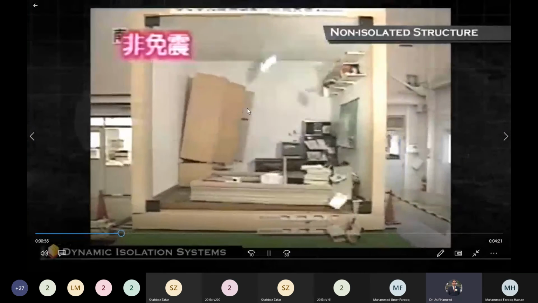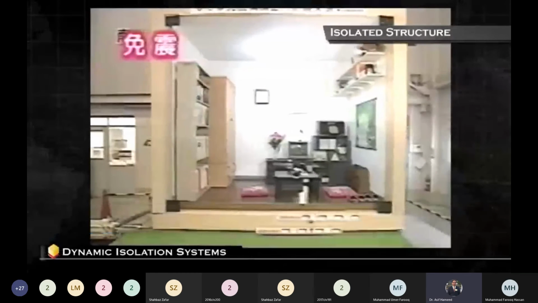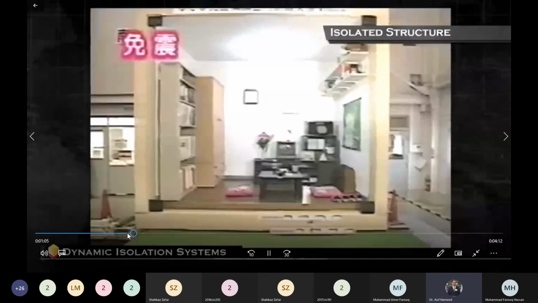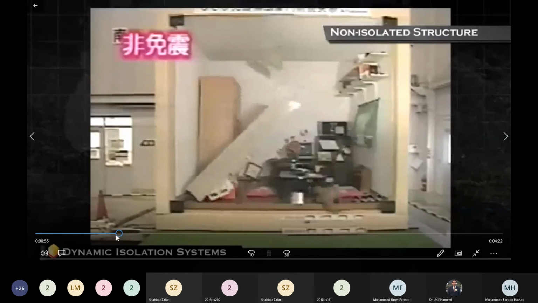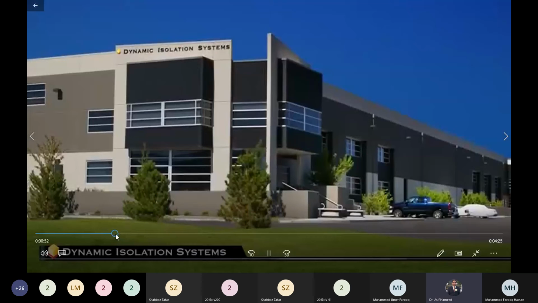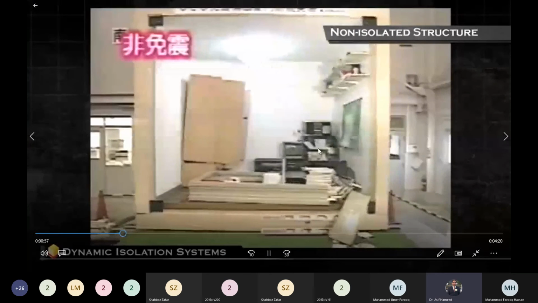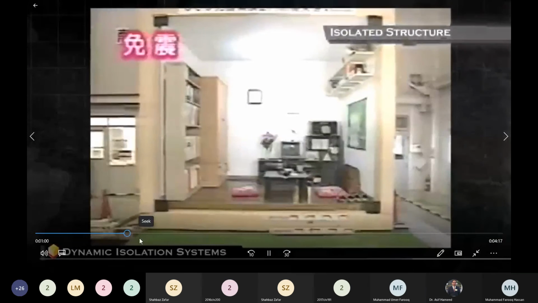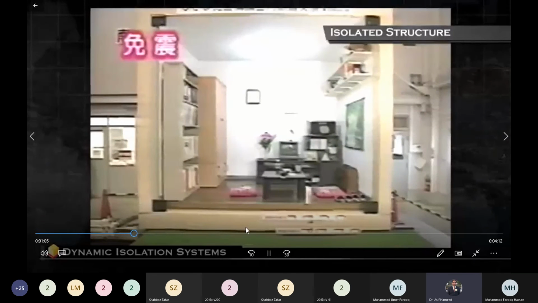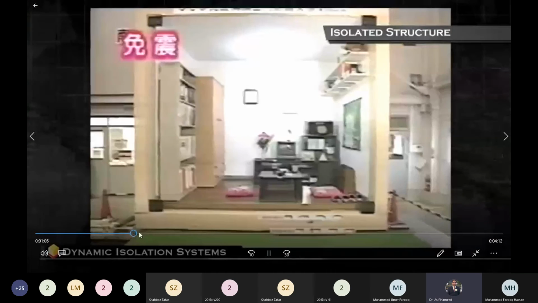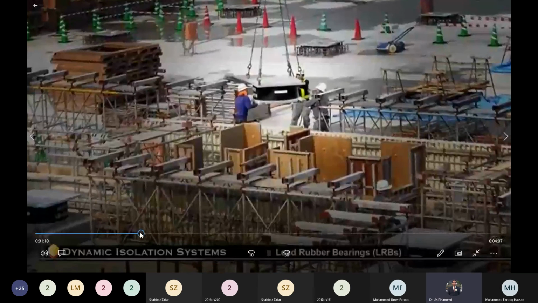Try to understand this experiment. We have a room here with and without isolator. Look at the response. This is the shake table testing. We can see the response without isolator now. The non-structural component, furniture, is moving. The structure is the same, only we have provided the isolator here now, at the base of the structure. So you can see the building is moving as a whole. The other details you can see yourself.